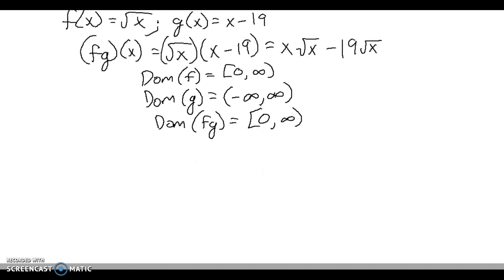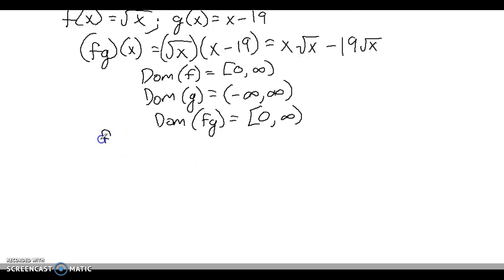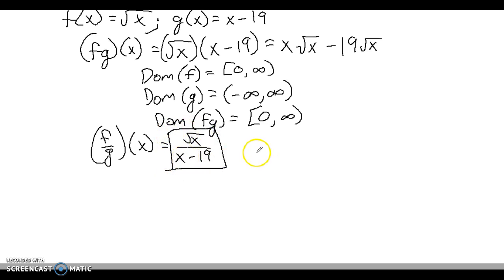How about f over g? Well, that's going to be f of x over g of x. Nothing to simplify, so that is our function. And again, we'll look at the domains. We do need to start with where they overlap. So we're going to start with 0 to infinity as our domain. But we have a problem. We also cannot let g of x equal 0. And can that happen? Well, yeah.